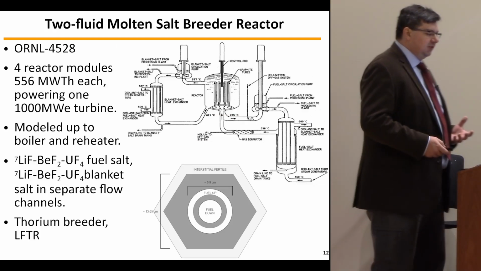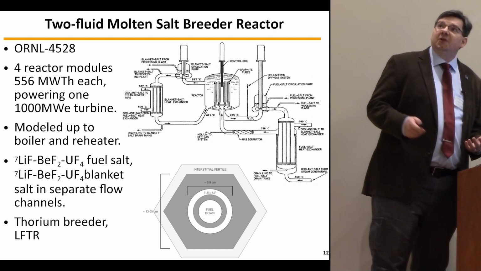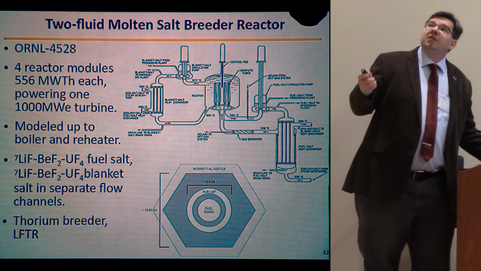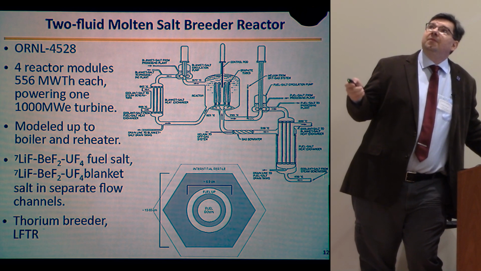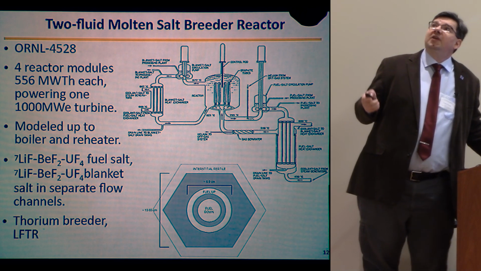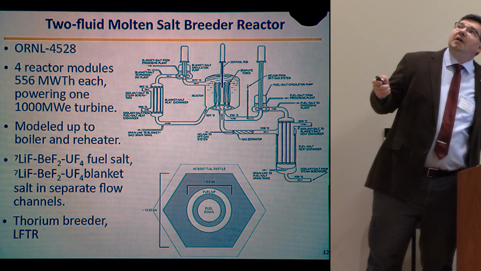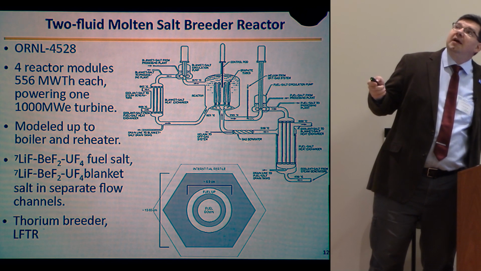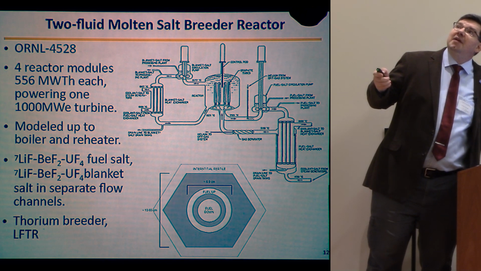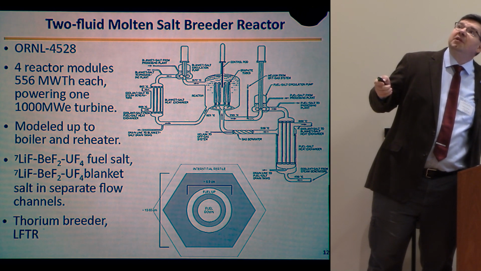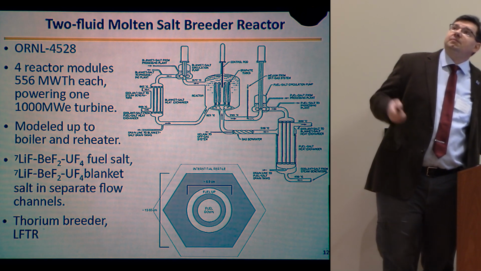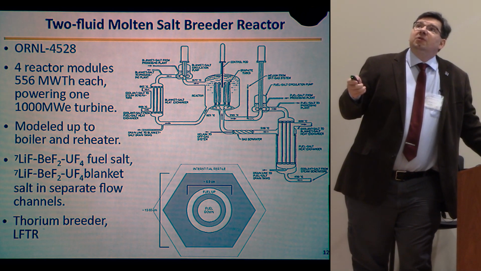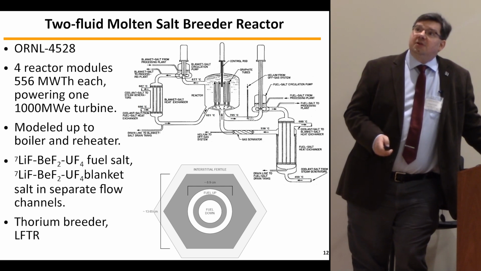Another reactor we modeled was this two-fluid molten salt breeder reactor. It has the two fluids. Here you see the core fluid with fissile material, which enters from the bottom, goes through the channels, comes out, goes through the pump to the heat exchanger, and back again. And then the same thing happens with the blanket fluid, which enters here, goes into the blanket region to its own pump and its own heat exchanger.